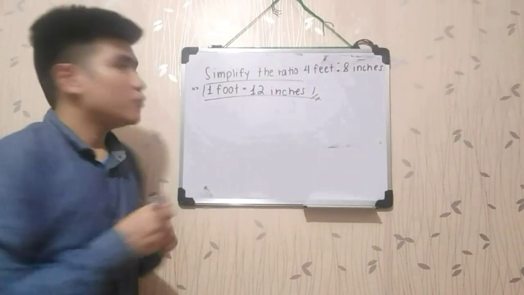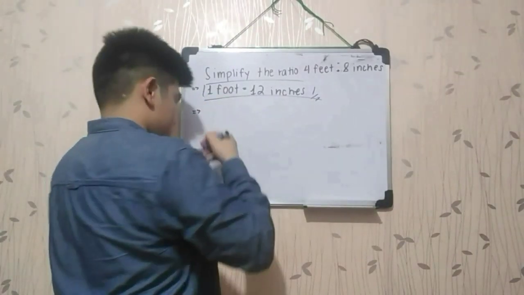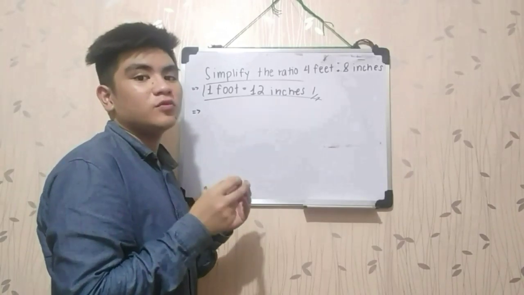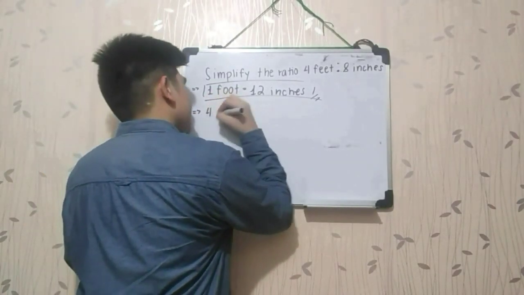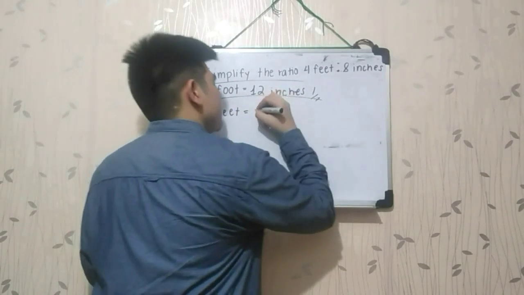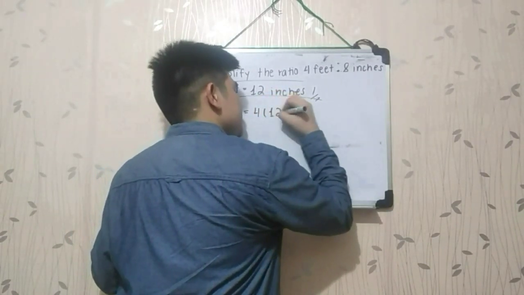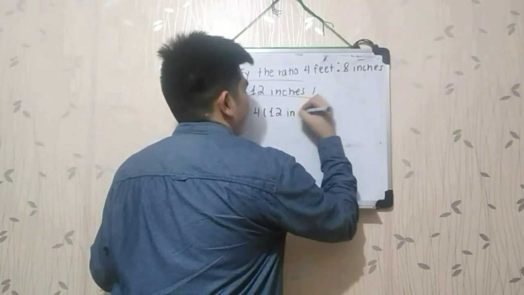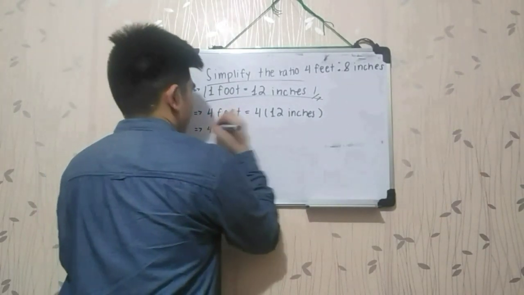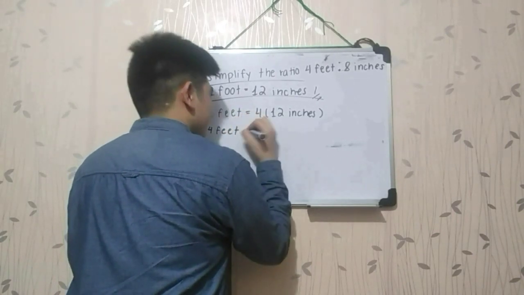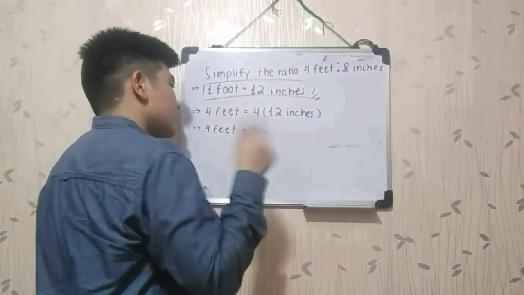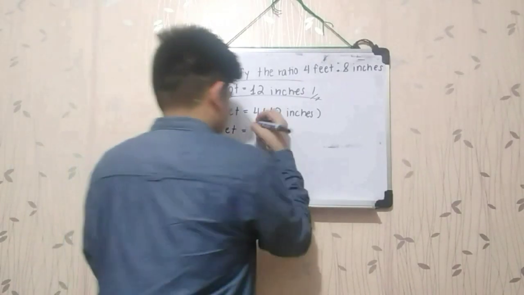So now applying this to our equation, we need to apply the 4 feet into the formula so that we may convert the unit of measurement and turn it into inches. Now 4 feet is equal to 4 multiplied by 12 inches, since 1 foot is equal to 12 inches. Now 4 feet, if converted, 4 times 12 is 48, so it is 48 inches.